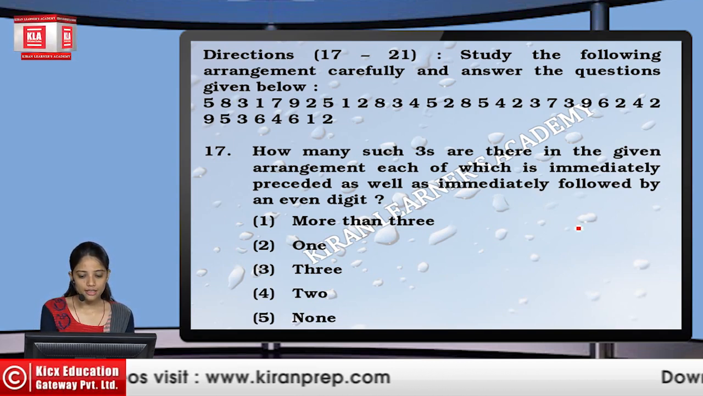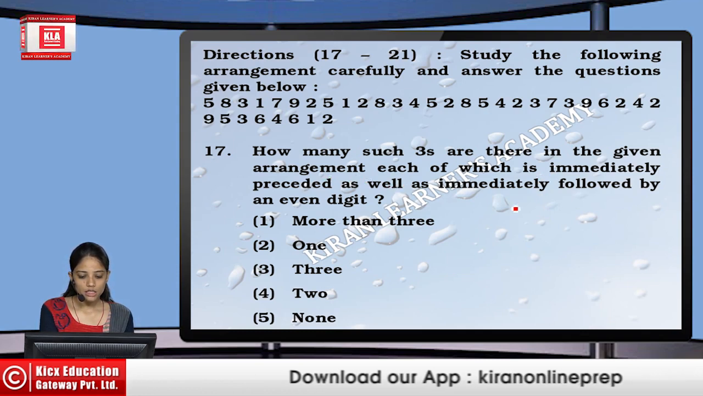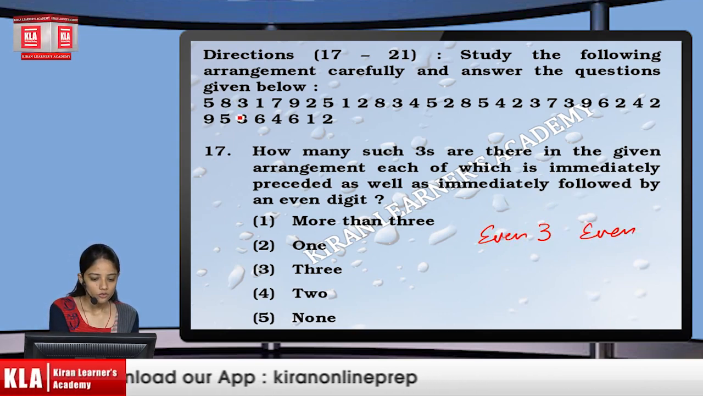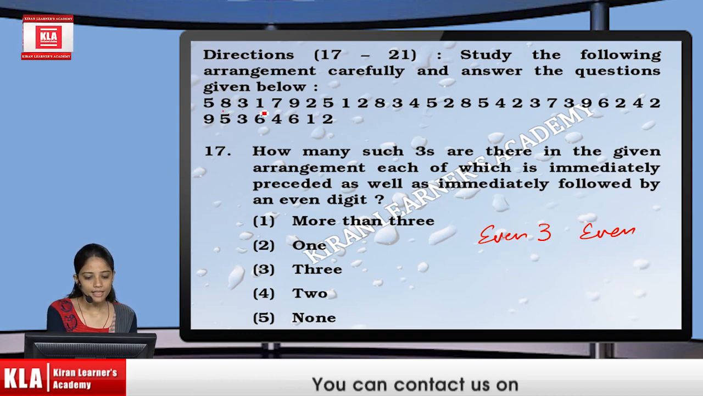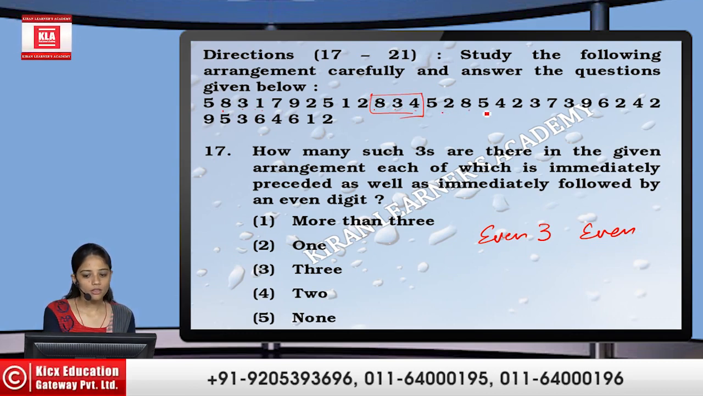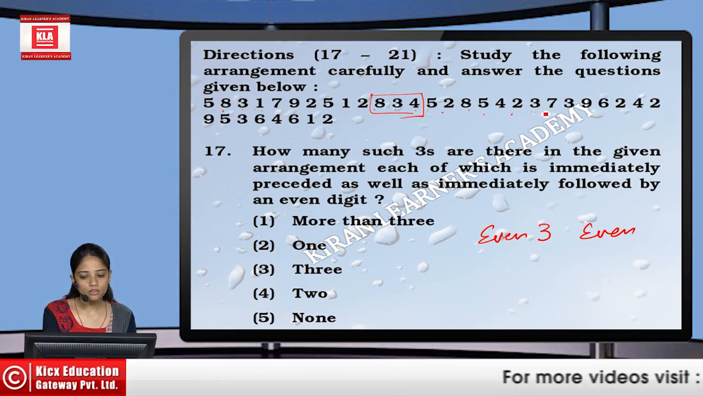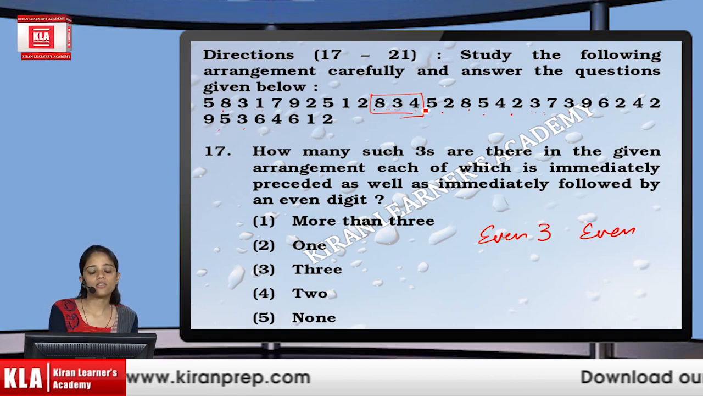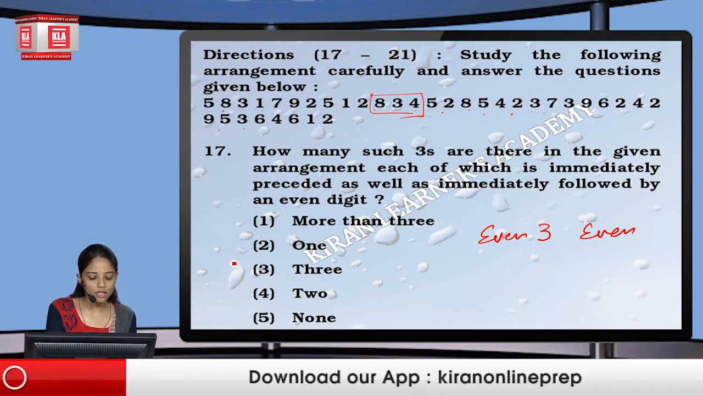How many such threes are there in the arrangement, each of which is preceded as well as immediately followed by an even digit? So let's see. 3: 8 is even but 1 is not even. The next 3: 8 is even and 4 is also even. Then 1, 8, 3, 2: 2 is even but not 5. Then comes the 3 with 1, we have to see the 3: 2 is even but not the 7. Then if we talk about this 3, both are odd. Then this one, we have 1 odd and 1 even. So there is only one pair, that is 8, 3 and 4, which satisfies the above condition. So the answer will be second.